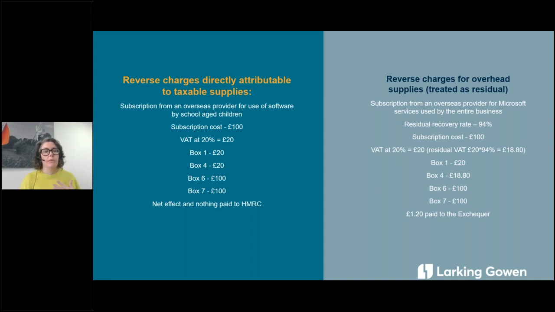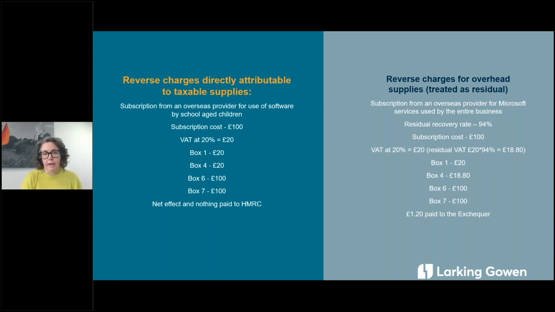So you need to find a way to make sure that you pay over VAT as though you had supplied that item to yourself at the appropriate UK VAT rate, and then consider whether you can recover that amount as input tax. So let's have a look at a couple of examples just to put some flesh on the bones there.